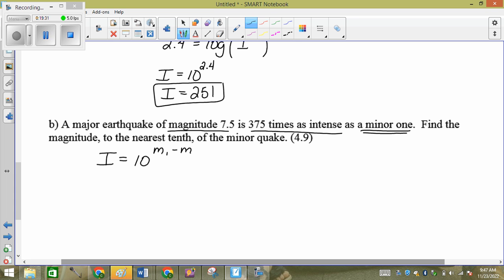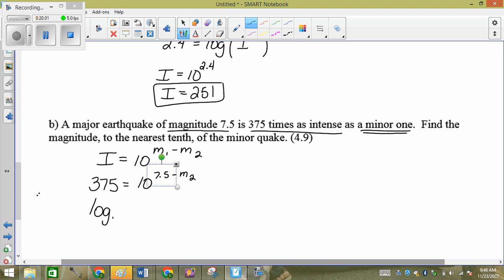My intensity is what? 375. Is that big or small? I hope you know that's big. So the big earthquake comes first. This is the hardest part. Did they give us the big earthquake magnitude or the small one? A major earthquake of magnitude 7.5 is 375 times as intense as a minor one. So they gave us the big one, so that comes first. Minus M2. How do we solve this?